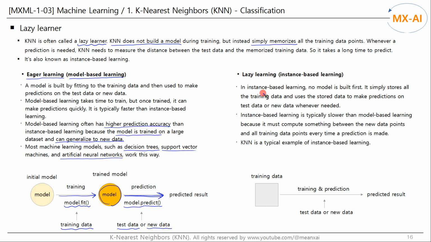Now, let's look at lazy learning or instance-based learning. In instance-based learning, no model is built first. It simply stores all the training data and uses the stored data to make predictions on test data or new data whenever needed. Instance-based learning is typically slower than model-based learning because it must compute something between the new data points and all training data points every time a prediction is made.